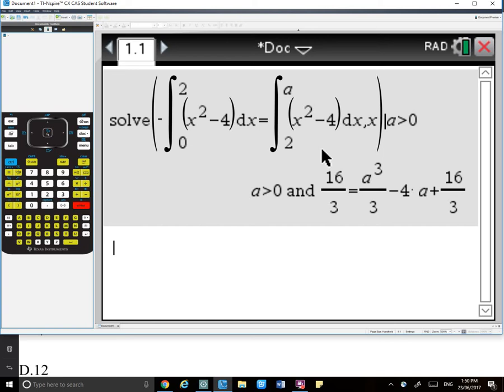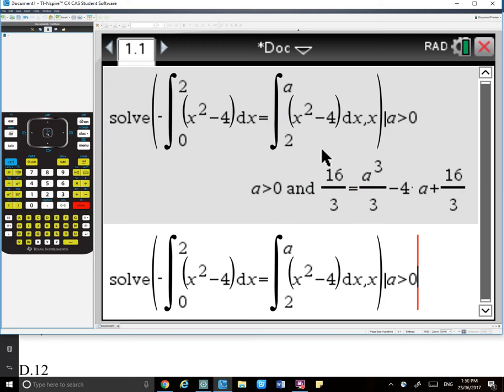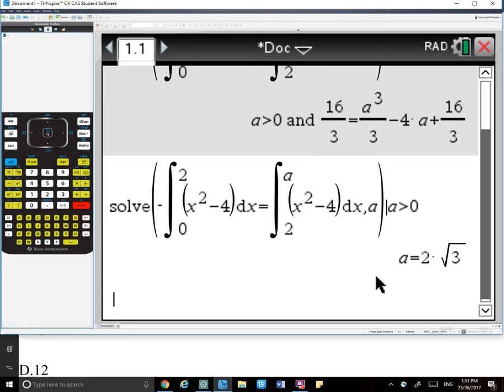Wait, solve for a. Something is wrong. Not solving for x, solving for a. Thank you. Yeah, 2 root 3. It's quicker to use CAS to do it, so we can directly use CAS.